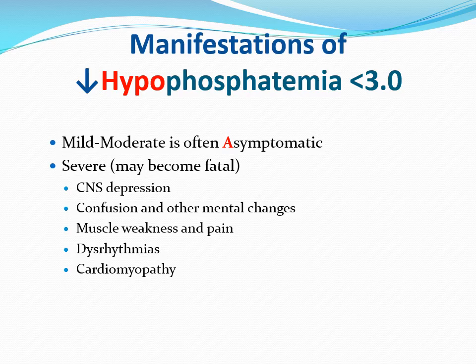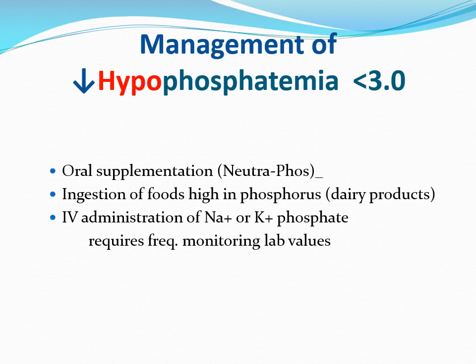Once we see the symptoms, such as CNS depression, confusion and other mental changes, muscle weakness and pain, dysrhythmias, and cardiomyopathy. Management is usually oral supplementation, ingestion of food with high phosphorus, which is usually dairy. IV administration of sodium or potassium phosphate requires frequent monitoring of lab values. Sudden symptomatic hypocalcemia secondary to high calcium phosphate binding is a potential complication of IV phosphorus administration.